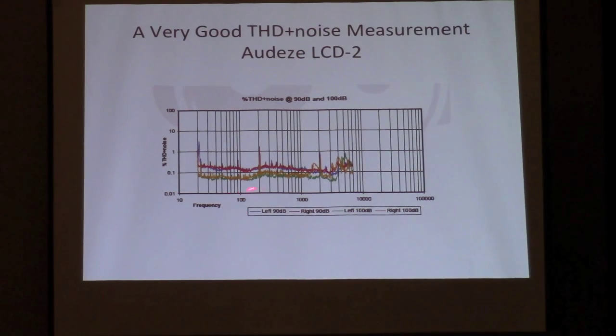And what happens is, at the 100 dB level, it's 10 dB higher above the noise floor, okay? So when you raise the level like that, you're going to reduce the THD plus noise, because you're now 10 dB higher over the noise. So when I do this at 100 dB, the 100 dB curve should be underneath the 90 dB curve.